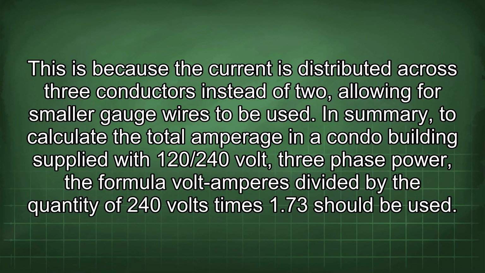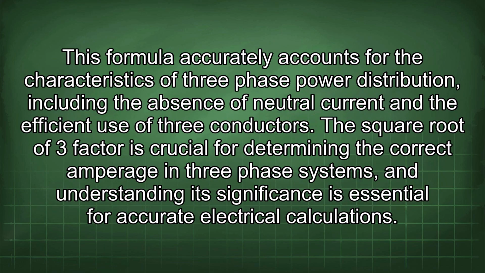In summary, to calculate the total amperage in a condo building supplied with 120/240 volt three-phase power, the formula volt-amperes divided by the quantity of 240 volts times 1.73 should be used. This formula accurately accounts for the characteristics of three-phase power distribution, including the absence of neutral current and the efficient use of three conductors. The square root of 3 factor is crucial for determining the correct amperage in three-phase systems, and understanding its significance is essential for accurate electrical calculations.